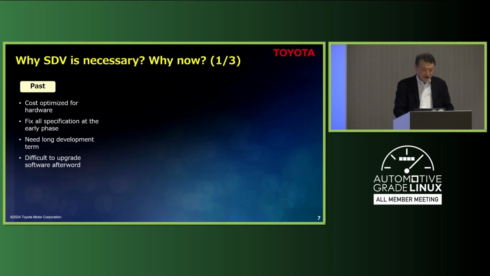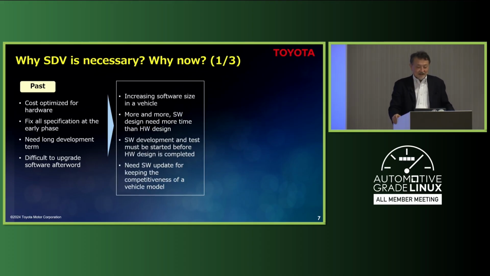It's a pity. And it's very difficult to upgrade the system software afterwards because the software is purely designed to fit the exact capability of the hardware to save the cost of the hardware. So it's really hard. And now the software size in the vehicle is extremely bigger than before, especially for the ADAS areas and telematics areas.